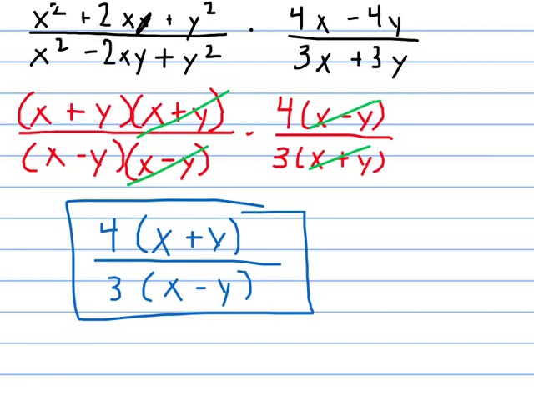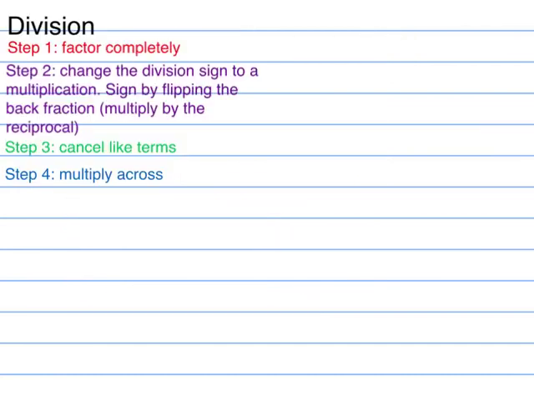Let's now look at division. I wrote out all the steps of division because they are almost all the same as multiplication, with the exception of step 2. The first thing in division is you will still factor your polynomial completely, both the numerators and denominators of both parts of the problem.